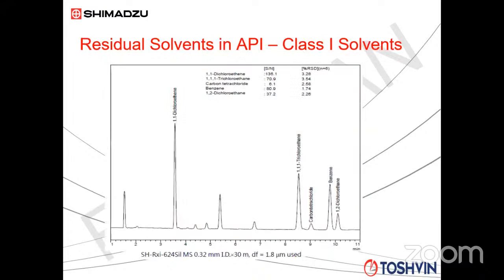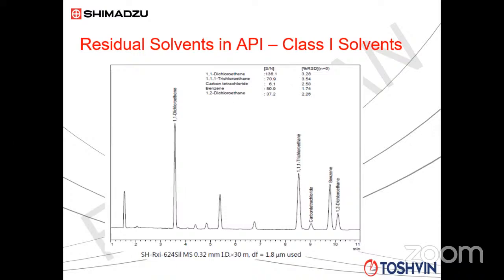This is an example of API class 1 solvent analysis. The USP classified the residual solvents into 3 different classes. Class 1, most carcinogenic. Class 2 is less toxic. And class 3, by and large, non-toxic. Class 1 and class 2 solvents are to be done by gas chromatography and headspace. And class 3 solvents can be done by loss on drying, LOD.